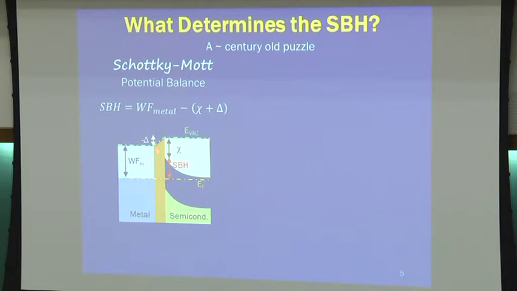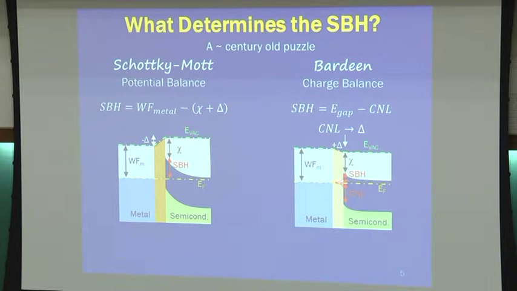So by inserting here a strong dipole, I can alter this balance, and by that I will change the barrier height in the silicon. But the problem was that this was suggested already in 1938, and it didn't work. For decades, the community didn't know what to do with it.